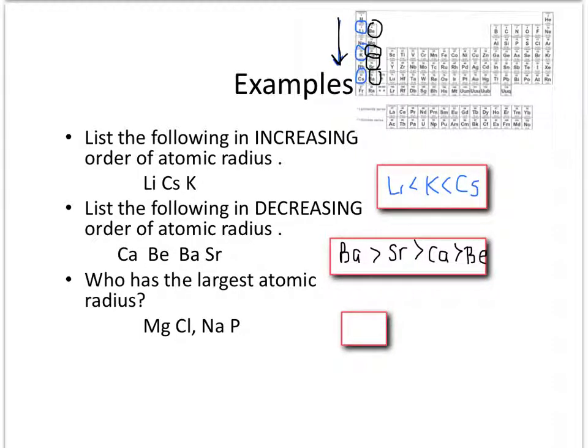Lastly, who has the largest atomic radius? Let's go to the table and we'll look at magnesium, chlorine, sodium, and phosphorus. Now we see we have a period trend, and that period trend is going to tell us that the size is getting smaller as we go across, and so the one that is farthest to the left will be the largest, and that is going to be sodium.